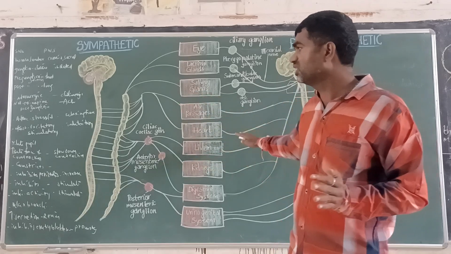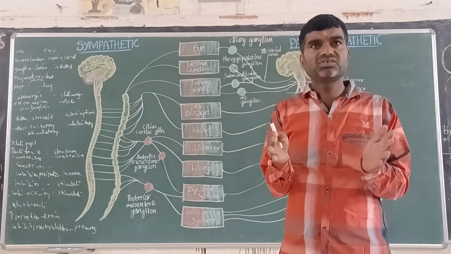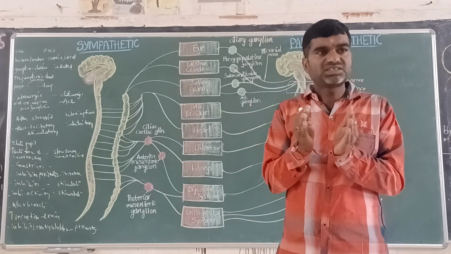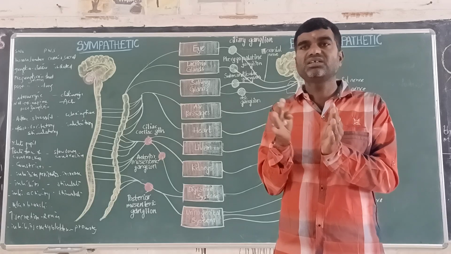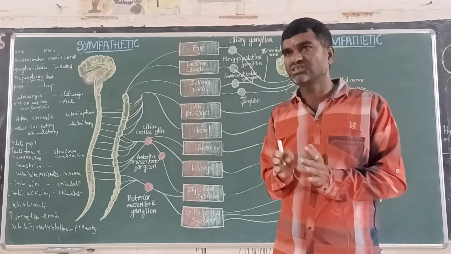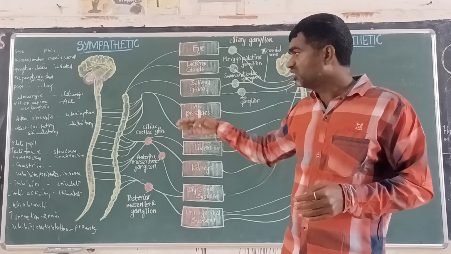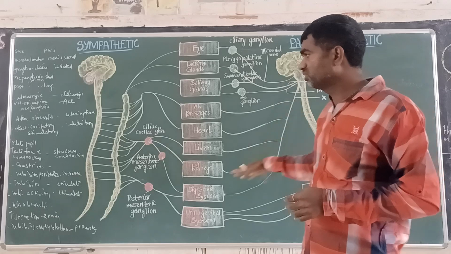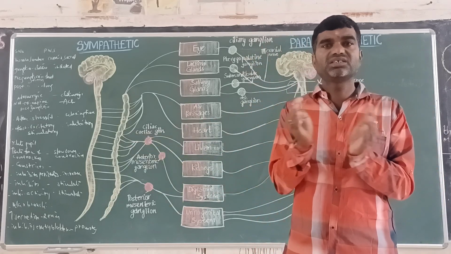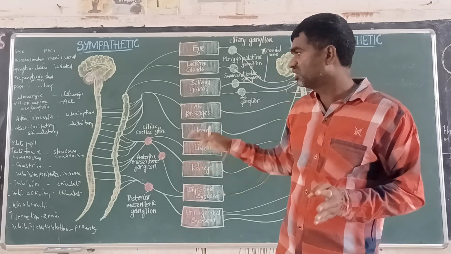And next, the blood vessels. With the sympathetic neuron, blood vessels constrict. When they constrict, the blood vessels are narrowing. Which time? During the winter season. And with the parasympathetic neuron, they dilate. Constriction is contraction, dilation means relaxation. Now they are coming back to their original position.